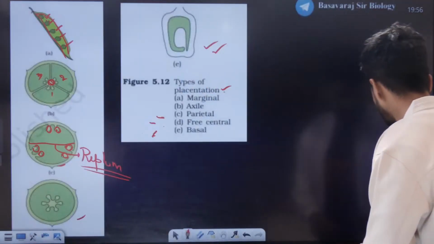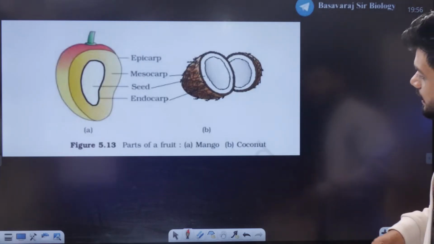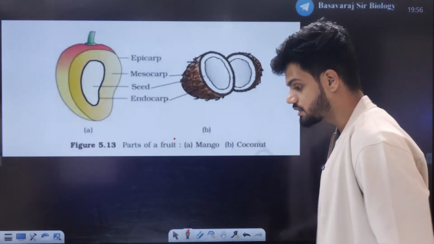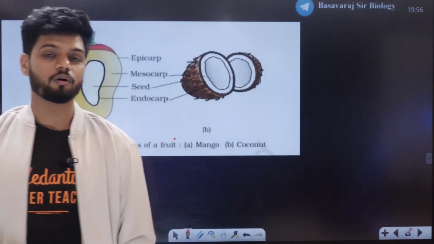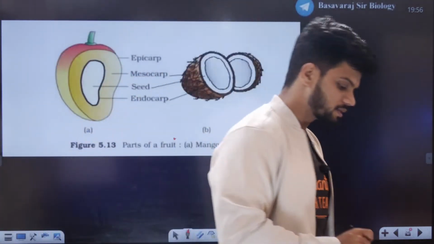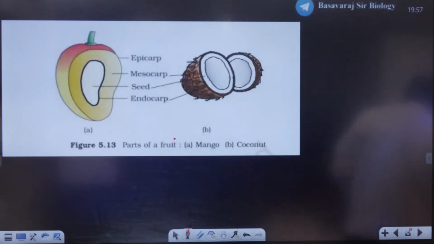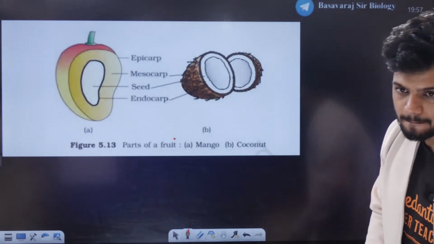And I have made tricks for it. Now this is a typical example of a fruit. Can anyone tell me which type of fruit it is? Is it a pome? Is it a pepo? Is it a berry? Or is it a drupe? In the chat quickly, which type of fruit is this? Exactly. This right here is a drupe.